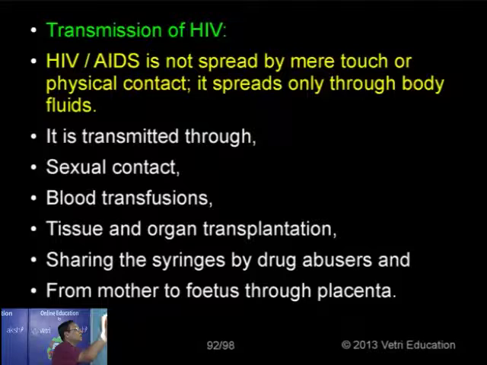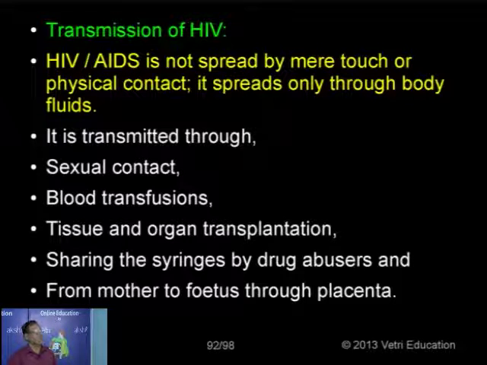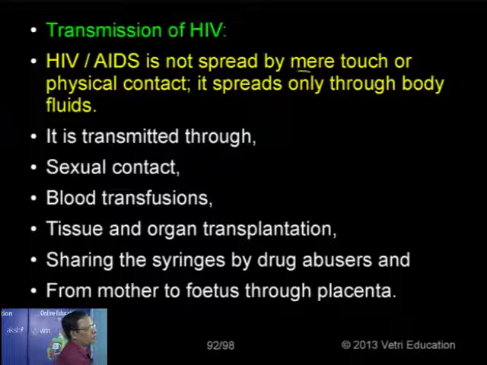Now the next one. The first one we talked about was the nature of the virus particle structure, and then we have seen how the disease develops because of the infection of the virus. Now how does transmission of the HIV take place? Normally this HIV virus, or the AIDS virus, is not spread by mere physical contact or mere touch.